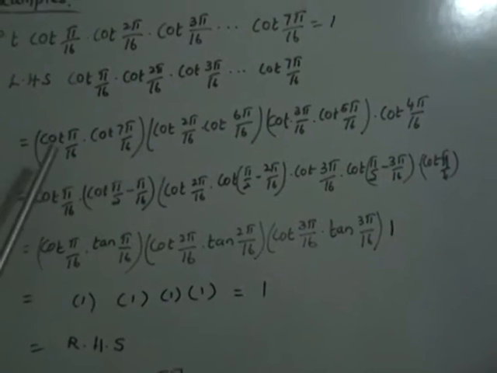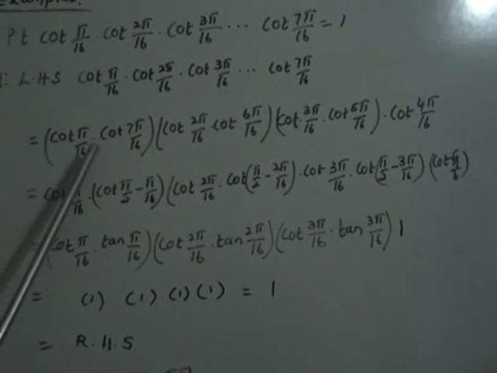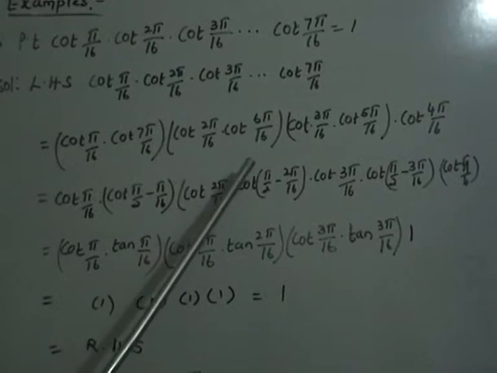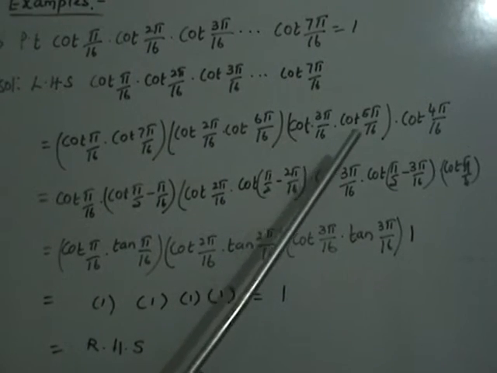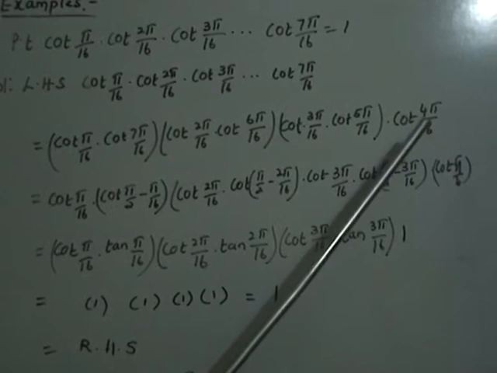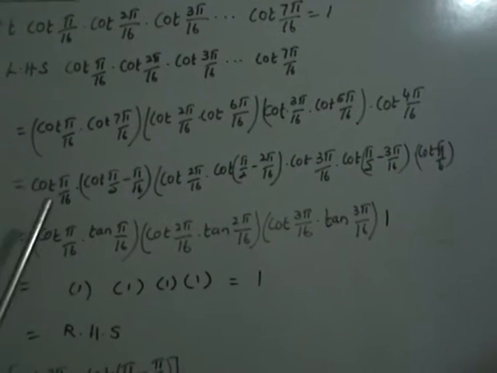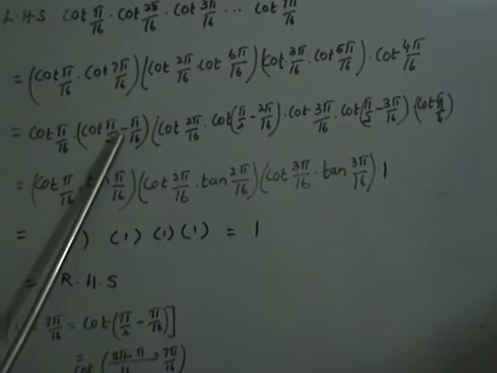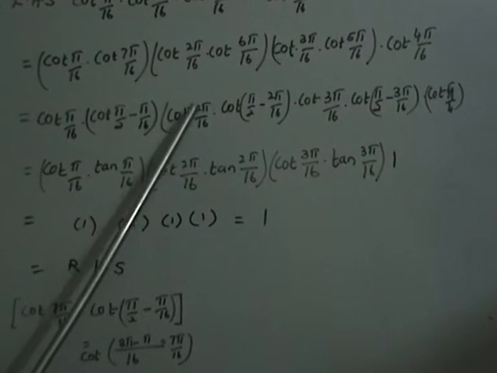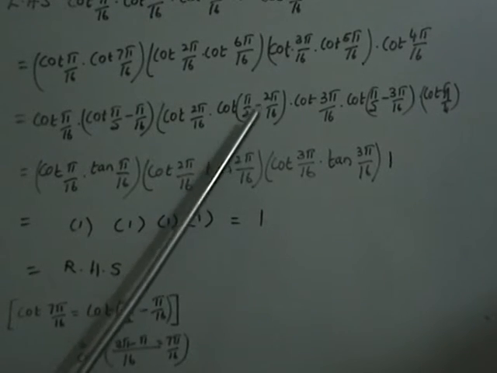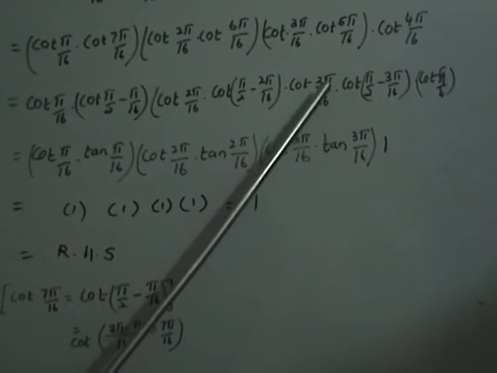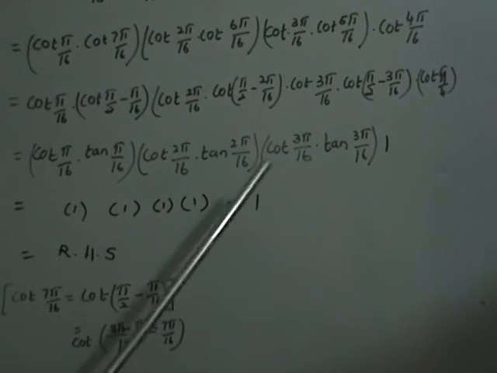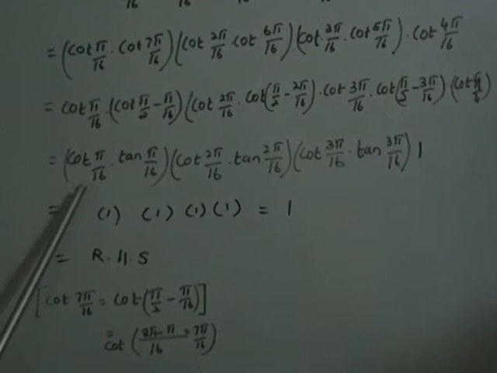Rearrange the terms in the following manner: cot pi by 16 into cot 7 pi by 16, cot 2 pi by 16 into cot 6 pi by 16, cot 3 pi by 16 into cot 5 pi by 16 into cot 4 pi by 16. This can be written as cot pi by 16 into cot pi by 2 minus pi by 16, cot 2 pi by 16 into cot pi by 2 minus 2 pi by 16, cot 3 pi by 16 into cot pi by 2 minus 3 pi by 16, and cot pi by 4.